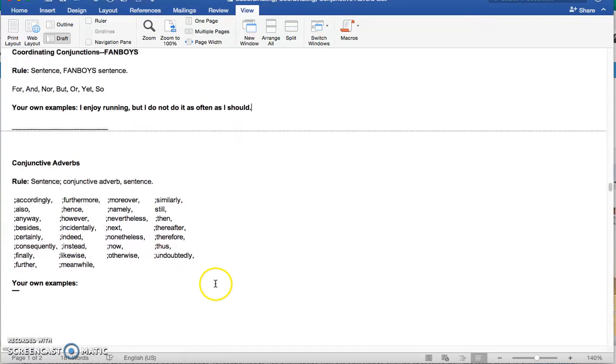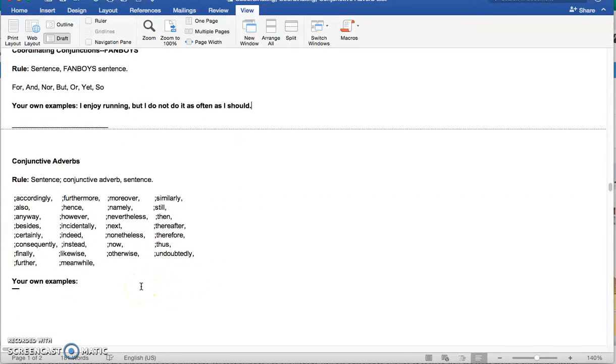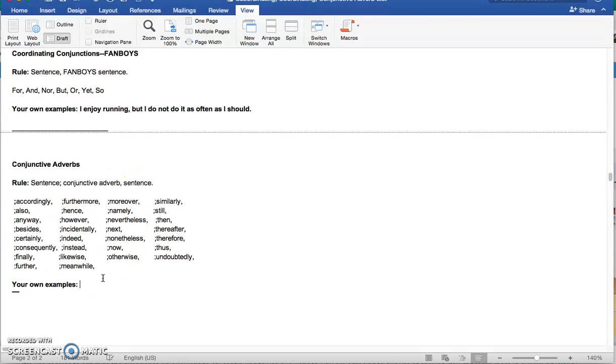The last type are conjunctive adverbs, and these aren't used a ton, but they are kind of those, I don't know, $1,000,000 words, I guess, because they sound pretty fancy when you use those. So here's the rule. I use a sentence or an independent clause, followed by a semicolon, conjunctive adverb, a comma, followed by another sentence. So I'm taking two sentences and sandwiching a conjunctive adverb in between.